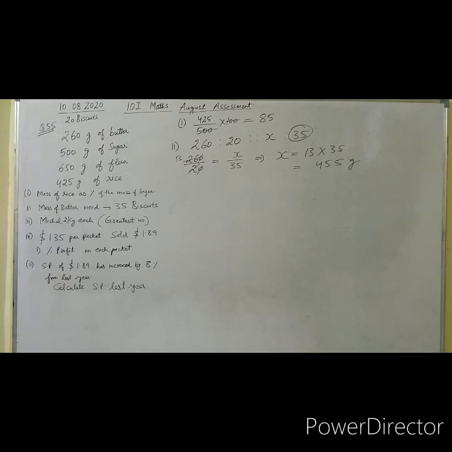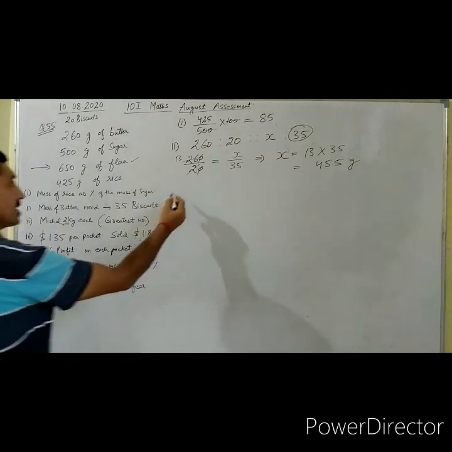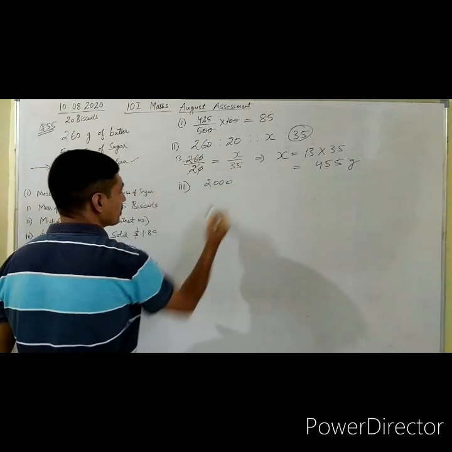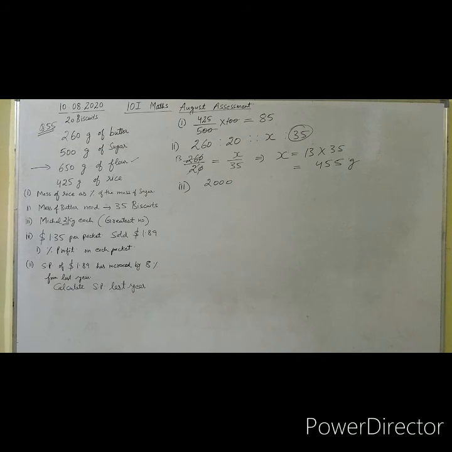Now the third part: if Michael has 2 kg of each ingredient, how many maximum biscuits can he make? The maximum consumption is of flour, 650 grams of ingredient required for 20 biscuits. Because he has 2 kgs of each, to find the third part we take the total, 2 kg, which means 2000 grams.